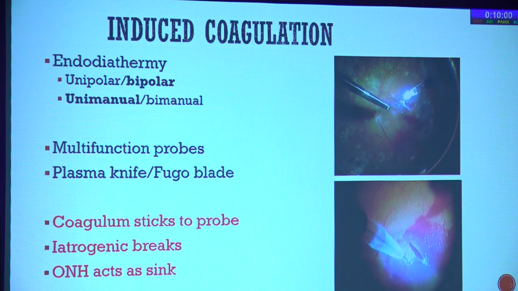So induced coagulation with the help of endodiathermy, the bimanual approach or the unimanual, but the diathermy probe should always be bipolar, so as to avoid the electromagnetic current flowing through the optic nerve head, that may act as a sink, especially if you are inducing coagulation close to the posterior pole. Then multifunction probes, plasma knife and Fugo blades also can be used.